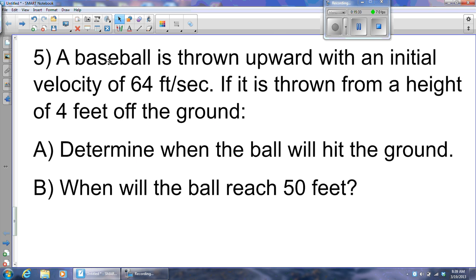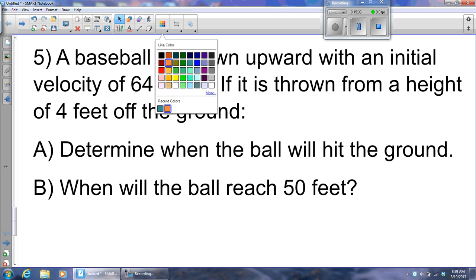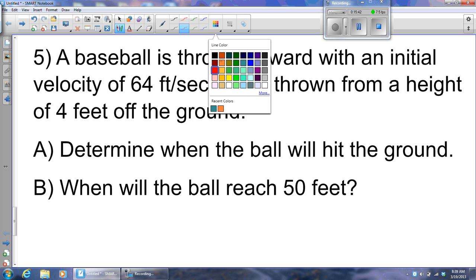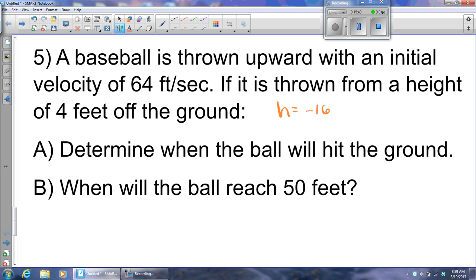All right, let's do a couple application problems. Now remember, with application problems, the whole key to them is this equation. H equals negative 16t squared plus v sub o t plus s. And that's for the one in feet per second. If they give you meters per second, the only thing that changes is the 16 becomes negative 4.9. All right, so a baseball is thrown upward with an initial velocity of 64 feet per second. If it is thrown from a height of 4 feet off the ground, determine when the ball will hit the ground. So I'm going to work on part A first.